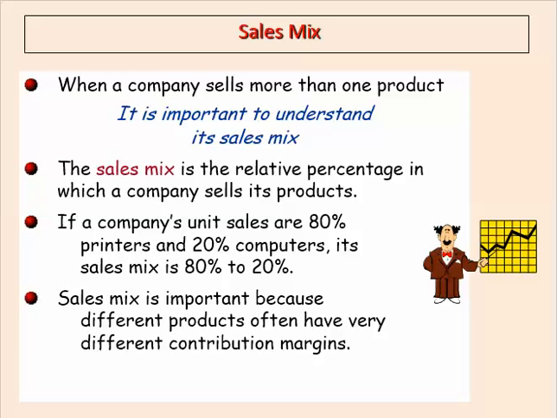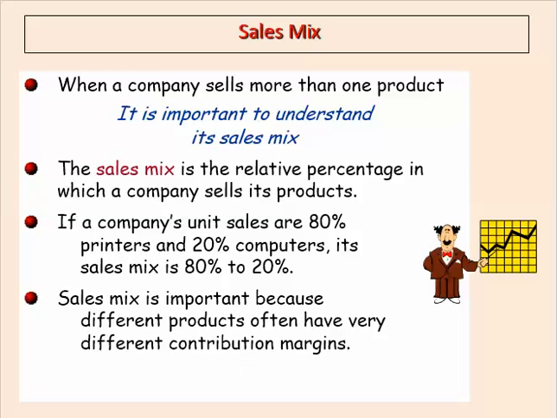All right, let's talk about sales mix for a few minutes. Sales mix happens when a company sells more than one product. So we want to know what percentage they sell of one product in relationship to what they sell of another product. So for example, if a company's unit sales are 80% printers and 20% computers, then its sales mix is 80 to 20.